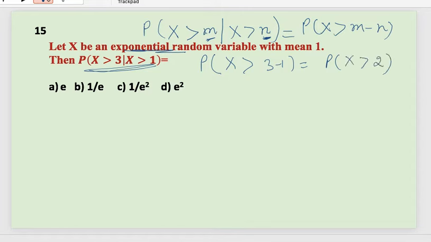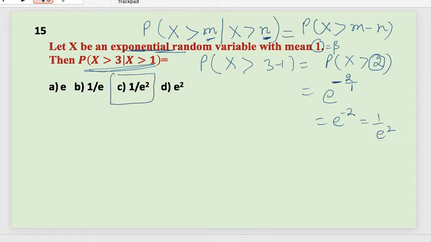So when I see this, I observe that this is an exponential distribution, and we have just discussed that the probability of being greater than any number is the complement of the CDF, and this value is nothing but e to the power minus a divided by beta. Beta is equal to 1 here, so my answer is e to the power minus 2. E to the power minus 2 is not given, 1 by e square is given, so option C is right.